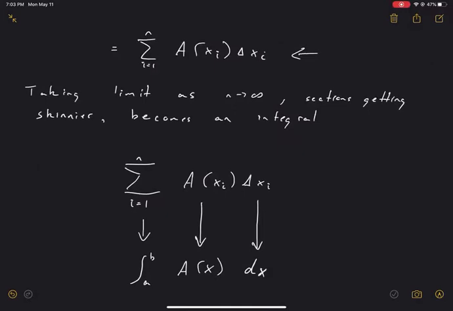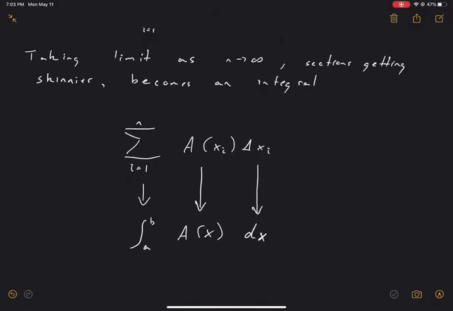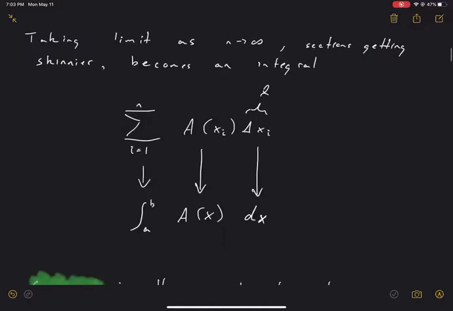We make these cylinders thinner and thinner and thinner. And as the width, or the length, of these cylinders goes to 0, our sum approaches this integral. It becomes an integral. So the summation sign is going to become an integral sign from a to b. My A(x_i) is just going to become A(x), and then my delta x_i becomes dx.